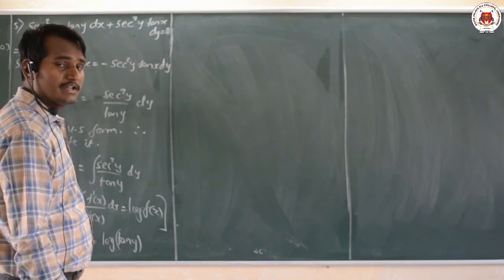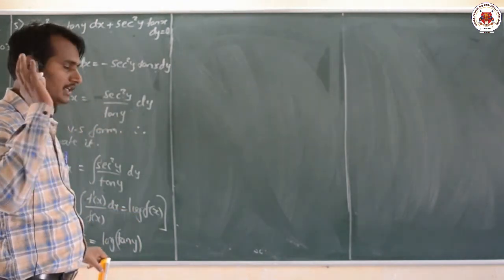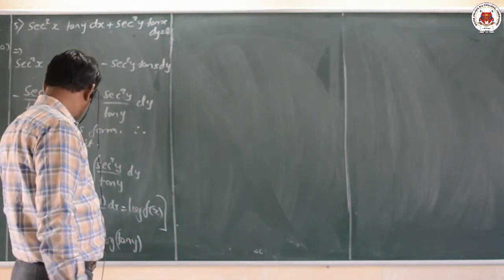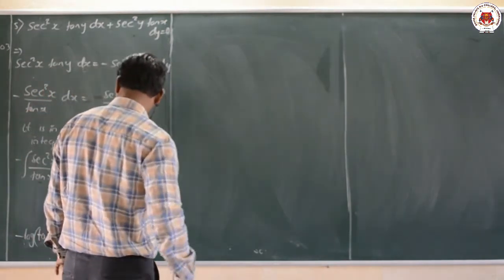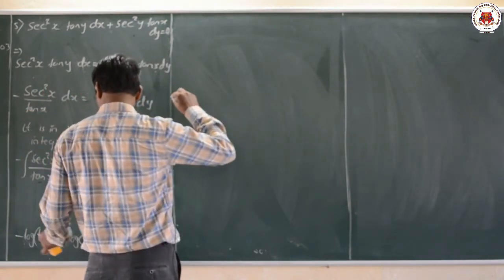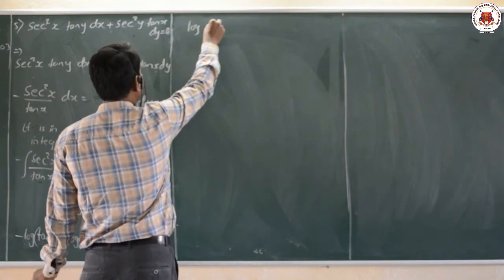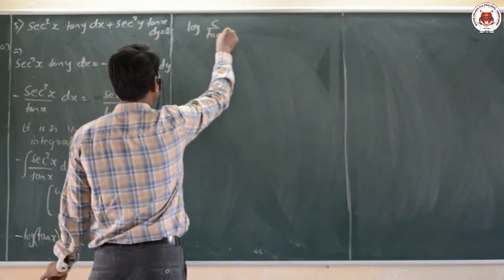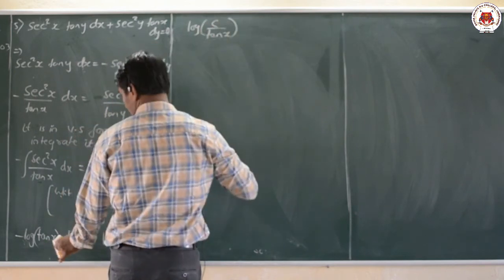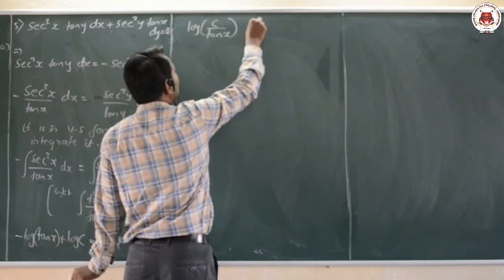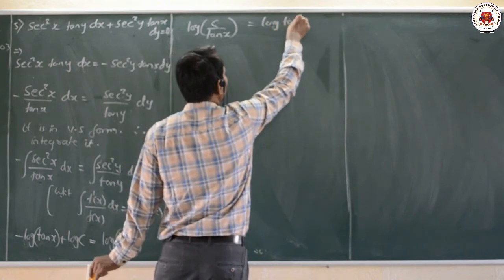And what is the order here? dy by dx. The order is 1 here. Okay, now just the last step. Dear students, log a minus log b is nothing but log a by b, that is log c divided by tan x. Log a minus log b equal to what we have, that is log of tan y.